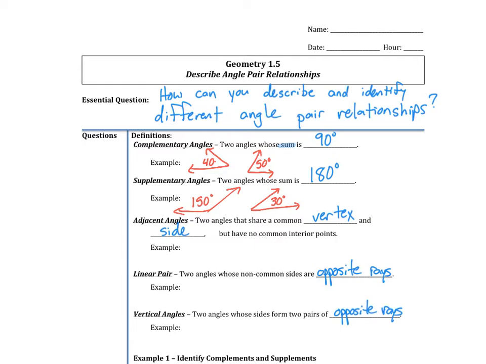Adjacent angles are two angles that share a common vertex and a common side. So to be adjacent, we would have two angles. We'll call this angle 1 and this one angle 2. Notice that they share a vertex and they share a side. So we would say angle 1 and angle 2 are adjacent.